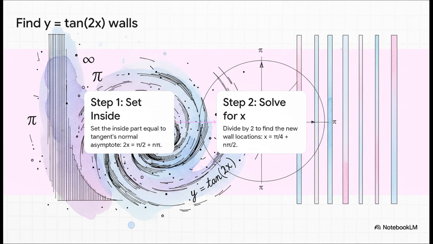The logic is exactly the same. The function breaks when its input is at one of the bad spots. We know the bad spots for regular tangent are at pi over 2 plus any multiple of pi. So we just take our new input, which is 2x, and set it equal to that. Then do a little algebra, just divide by 2, and we find our new walls are at pi over 4. And because the graph is squished, they now show up every pi over 2 units.